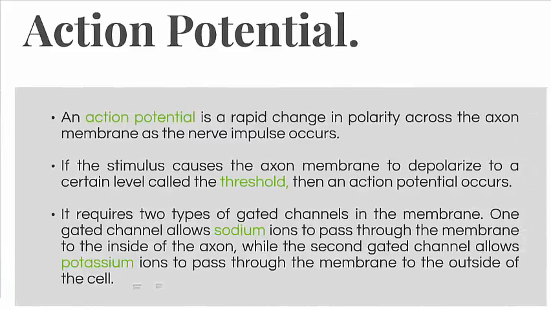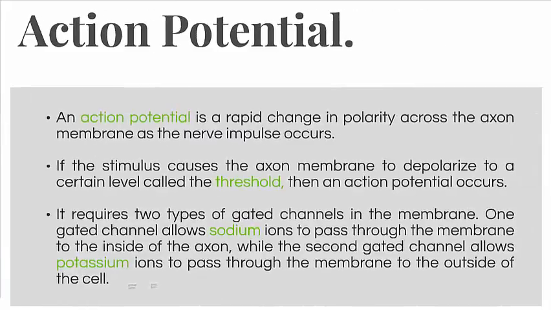An action potential is a rapid change in polarity across the axon membrane as the nerve impulse occurs. If the stimulus causes the axon membrane to depolarize to a certain level called the threshold, then an action potential occurs. It requires two types of gated channels in the membrane. One gated channel allows sodium ions to pass through the membrane to the inside of the axon, while the second gated channel allows potassium ions to pass through the membrane to the outside of the cell.